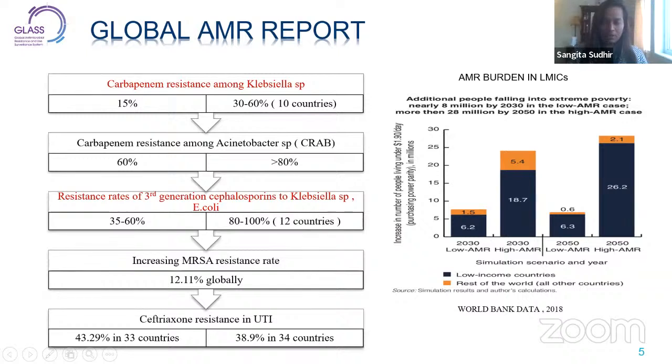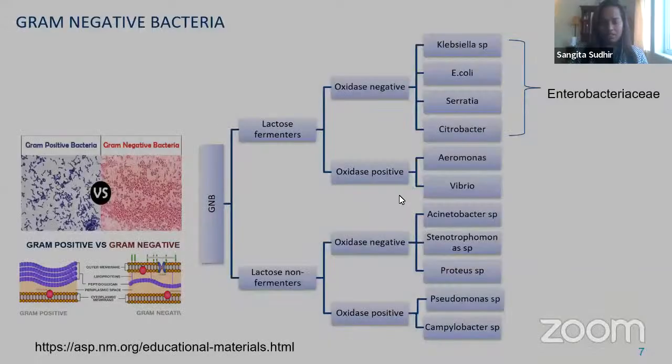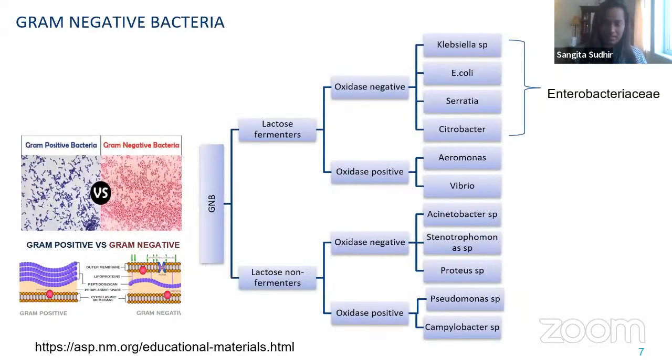So that's why we thought of starting with this basic module with the Enterobacteriaceae. And as per the CDDEP country level data in India, we are having a high resistance rate. As you can see, E. coli is around 18%, Klebsiella 59%, and Enterobacter 46%. So this is actually alarmingly very, very high. So let's start with the basics.